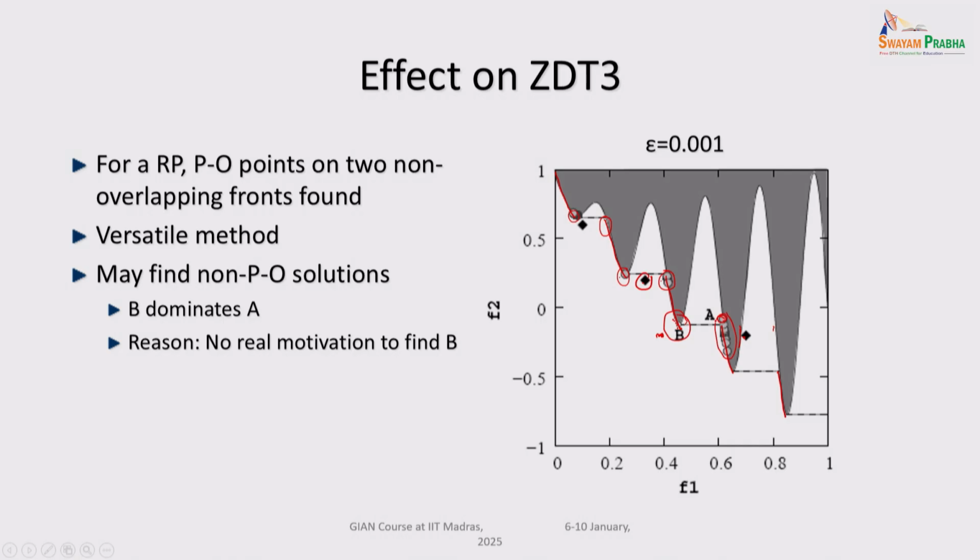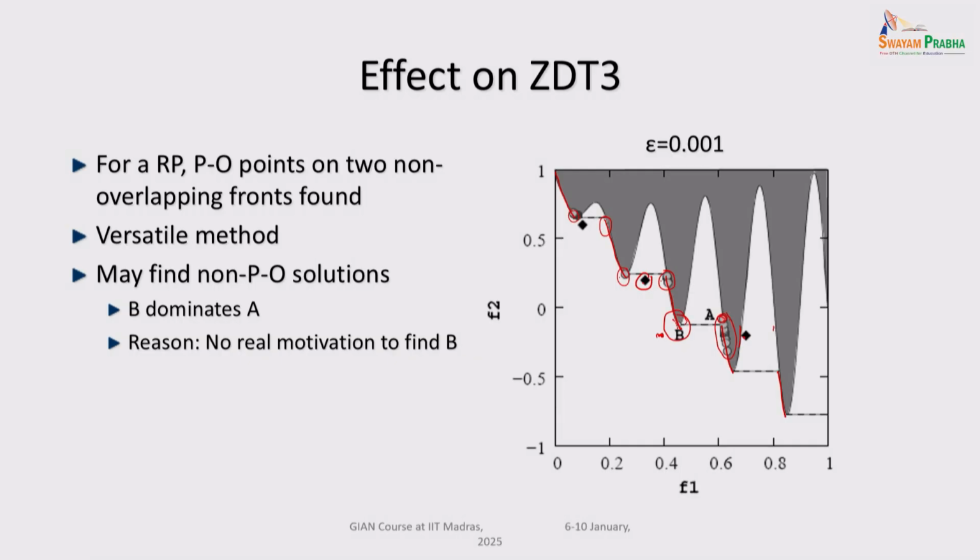So this method is non-Pareto. You may end up finding some points that are not Pareto solutions, because you are not finding the entire Pareto set. So unless you have the entire Pareto set demand, you will not get the true Pareto front. So you have to be aware that this can happen. Okay.